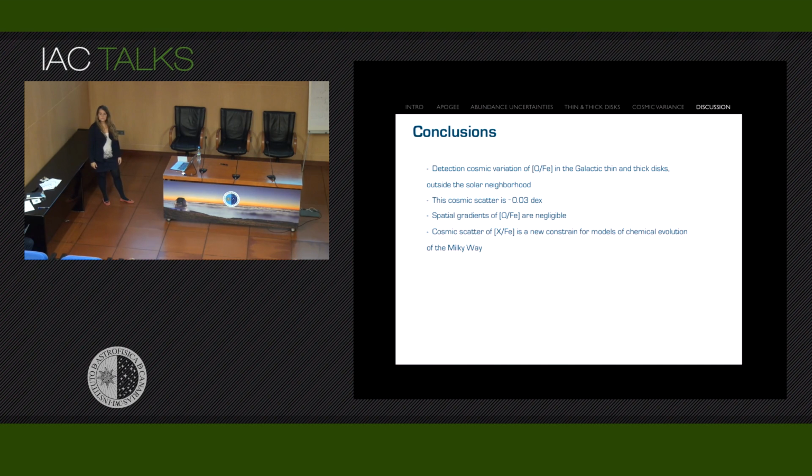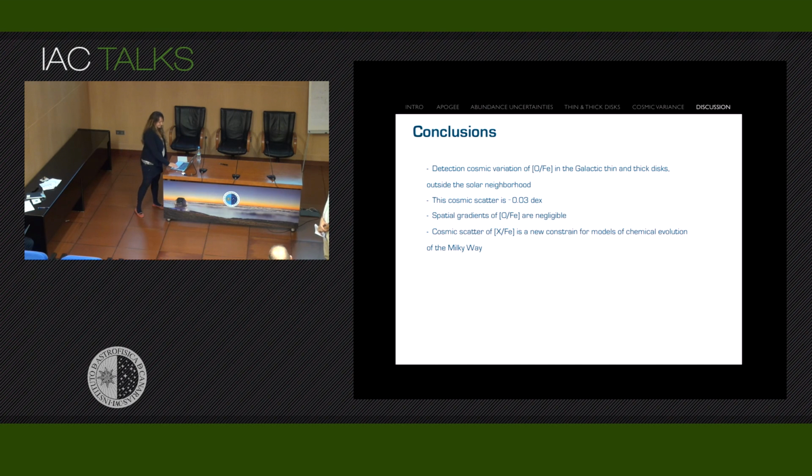Any more questions? So this is actually related to Giuseppina's comment earlier. In the open clusters, do you see any evidence for spreads in oxygen at all? Yeah, we see.